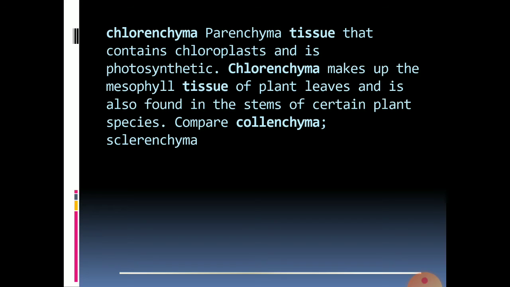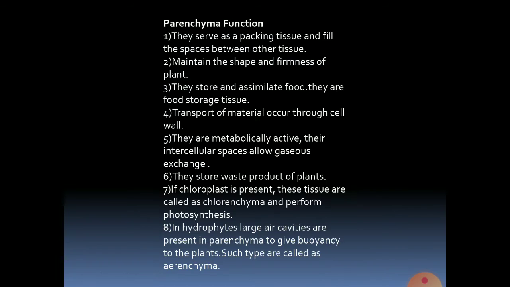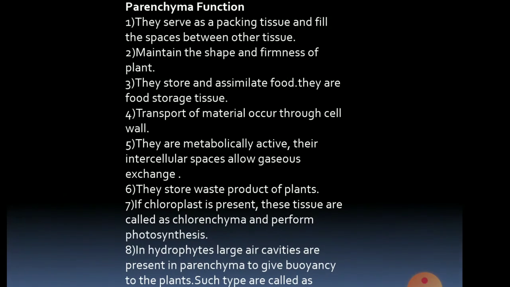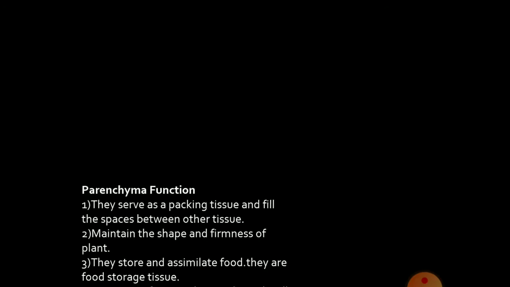Right now we are discussing the chlorenchyma. So chlorenchyma is a type of parenchymatous tissue, and it is green because of the presence of chloroplast, and it can perform photosynthesis, and it is also present in most of the parts of the plant, right? Now next is the function of parenchyma.